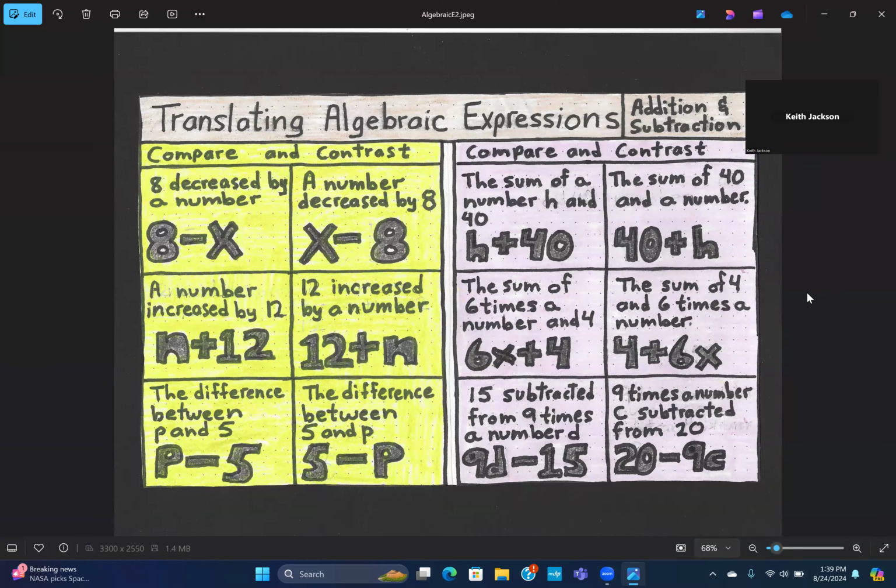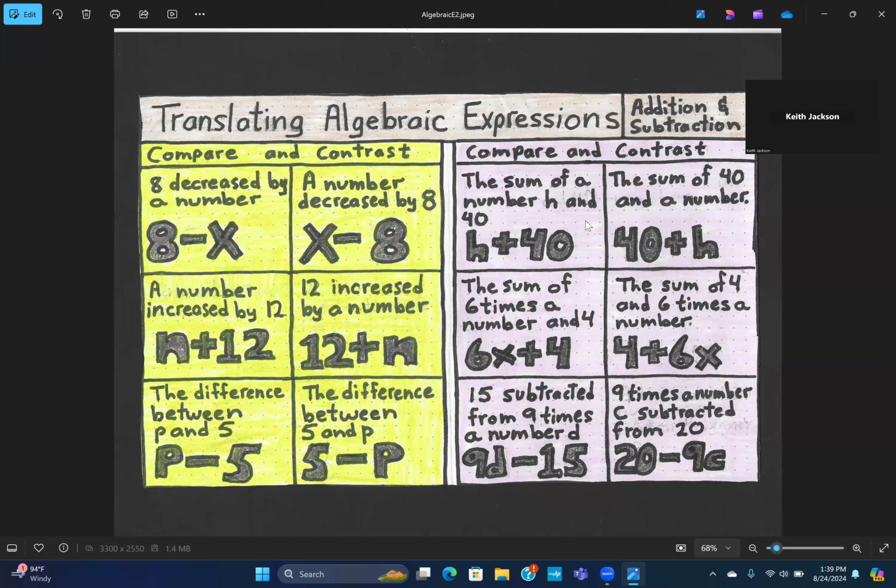Right now, you're looking at the second video in a series of 3 videos related to how to translate algebraic expressions. We're going to continue with our understanding of addition and subtraction as it relates to translating algebraic expressions. On this side, we have subtraction problems, and on the right side, we have addition problems. We're going to compare and contrast to deepen our understanding of what translating algebraic expressions means.